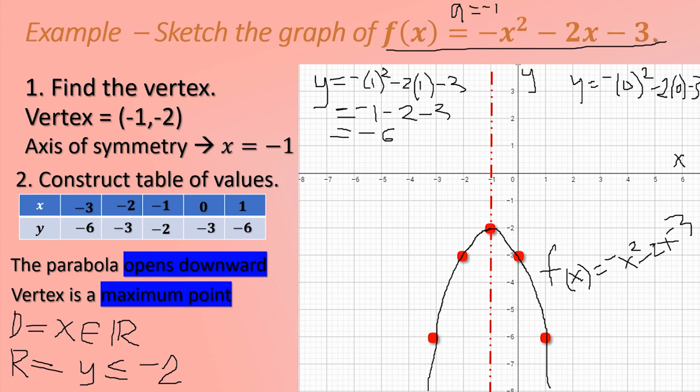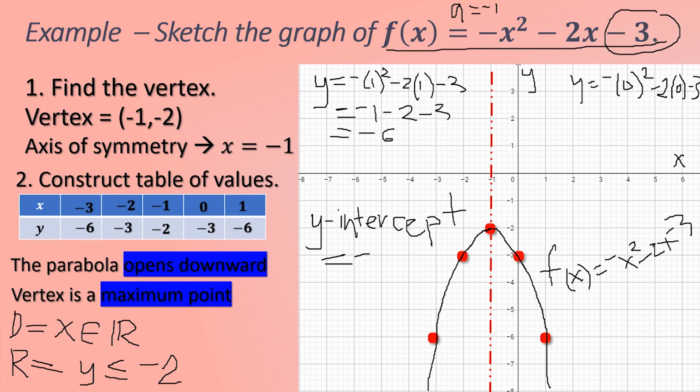Now, additional information, when we have the y-intercept, if you are asked to give the y-intercept, just look at the graph where it hits the y-axis. So it's very clear it hits the y-axis at negative 3. Or even without the graph, just look at the function. The value of c is also the y-intercept. So we have y-intercept is negative 3.